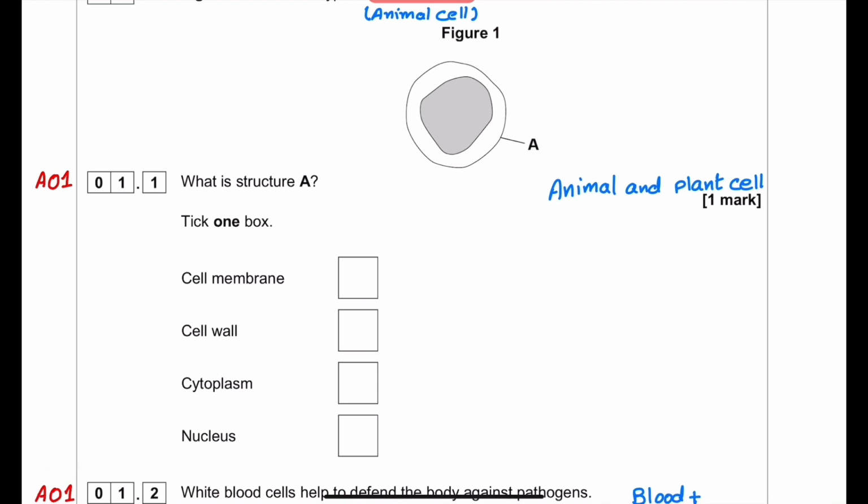It is an animal cell. The student must know the difference between the animal cell and the plant cell. So it is an AO1 question. It is an animal cell, so there is no chance to say that the outer structure A is a cell wall. Cytoplasm lies inside the cell, so A is an outer structure. So cytoplasm is not a correct option. Nucleus is also present inside the cell, so it is not an option. So the outer structure of an animal cell is always a cell membrane.